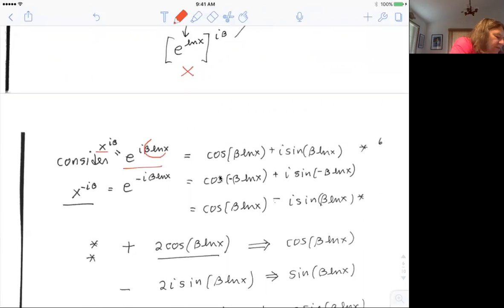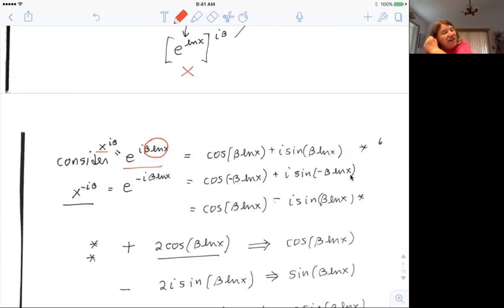Your imaginary part is that beta log x. So Euler's formula says that's going to be cosine of beta log x, so that's your angle, plus i sine of beta log x. If we do it with x to the minus i beta, we just have a minus in here. It'll be cosine of minus beta log x plus i sine of minus beta log x.